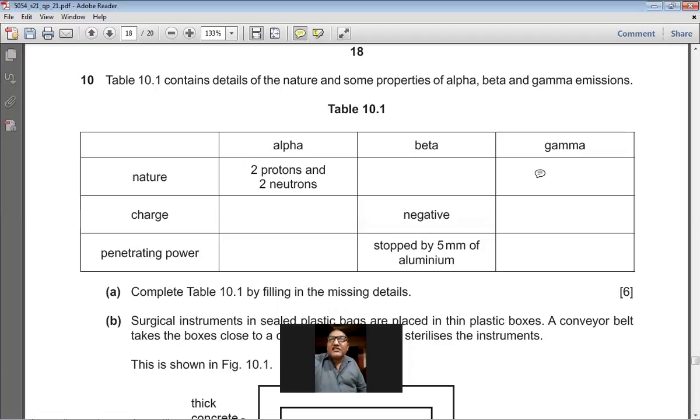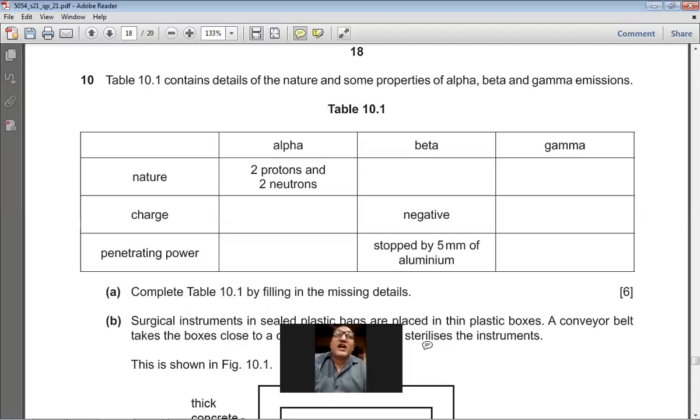Gamma, their nature is electromagnetic. They are like electromagnetic waves. The charge on them, they are neutral. They don't have any kind of charge. Their penetrating power, they can only be stopped by a few centimeter thick lead sheet. Otherwise, they cannot be stopped. So this is how you will fill this table.